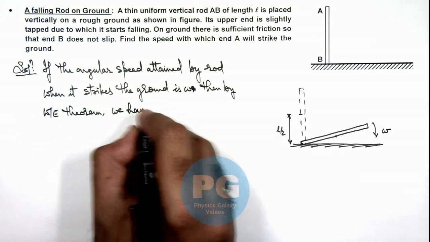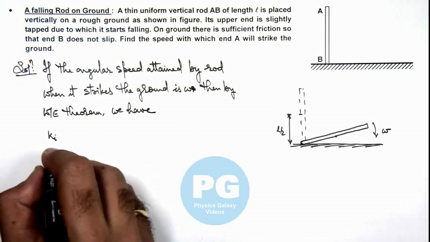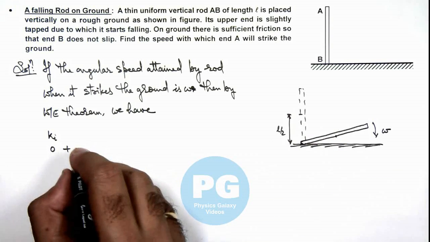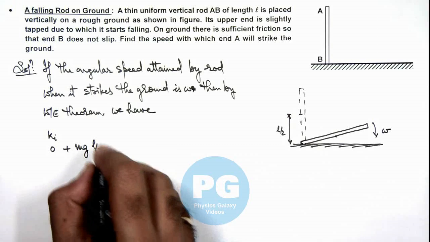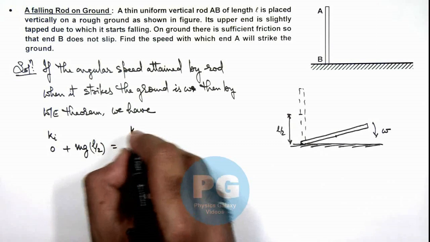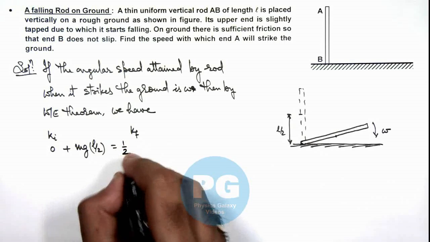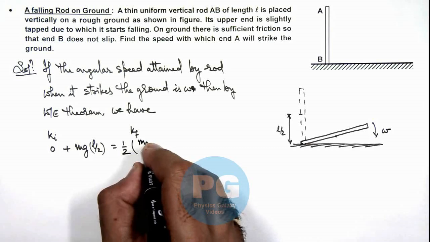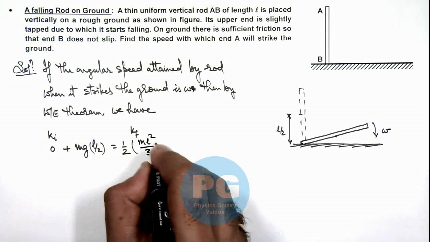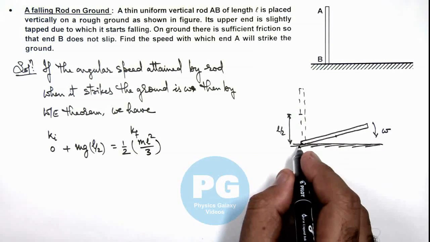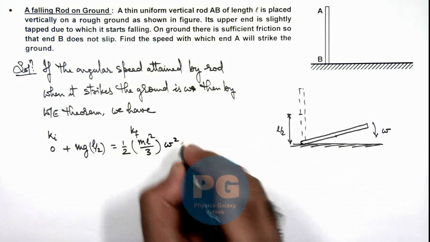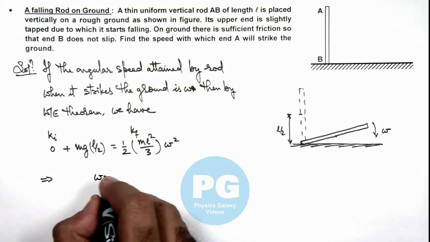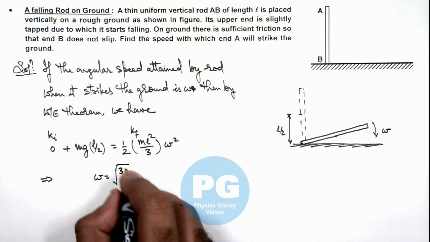we have initial kinetic energy of rod was 0 plus work done by gravity on it is mg L by 2 must be equal to the final kinetic energy. Here we can write as half its moment of inertia, we take as mL square by 3 as it is rotating about one end, multiplied by omega square. So simplifying this, giving us the value of omega equals root of 3g by L.